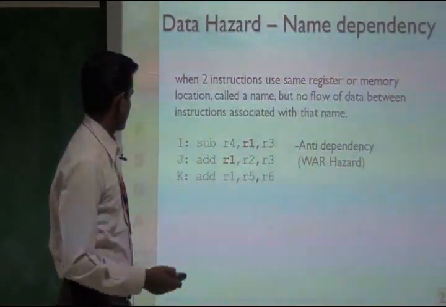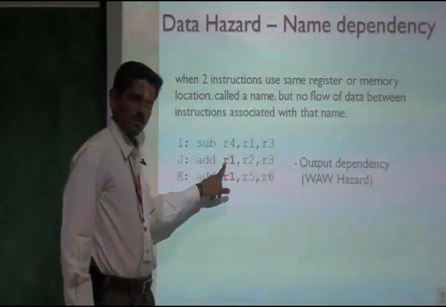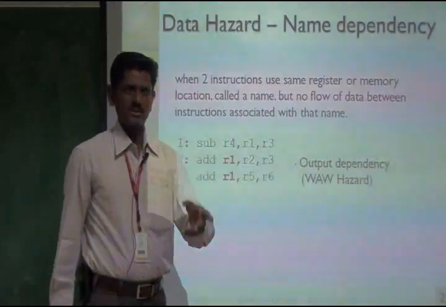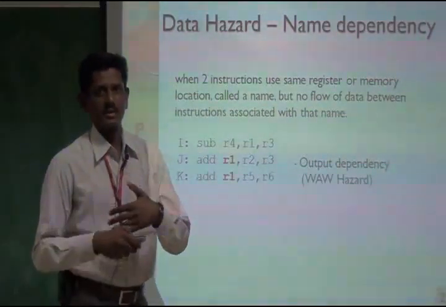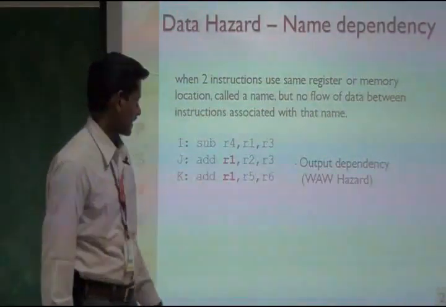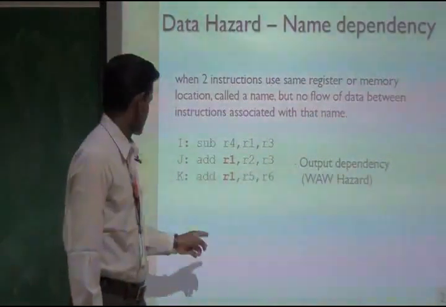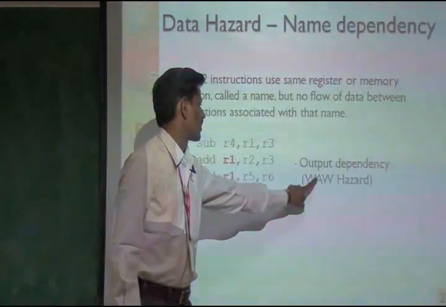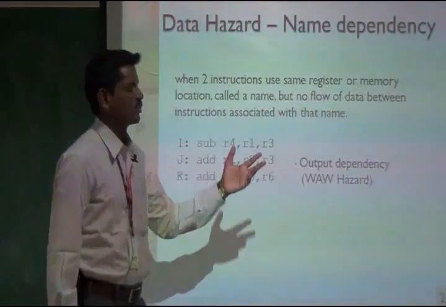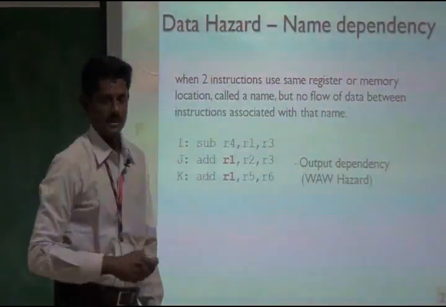Similarly, J and K. J tries to write the content to R1. Similarly, K also writes the content to R1. Both try to write to R1. But as per program order, the first write should be done by J, then only K can write the content. So this hazard is called WAW hazard, write after write. K can write only after the write of J. This is called output dependency. Anyway, these two come under name dependency.